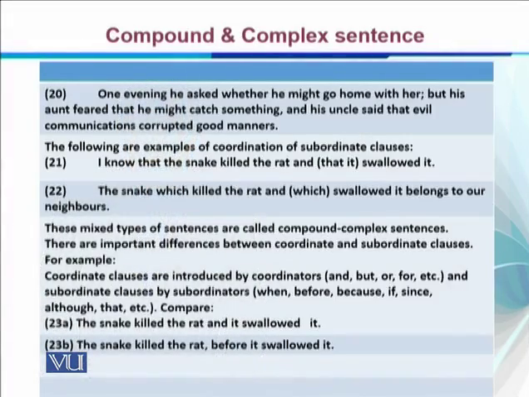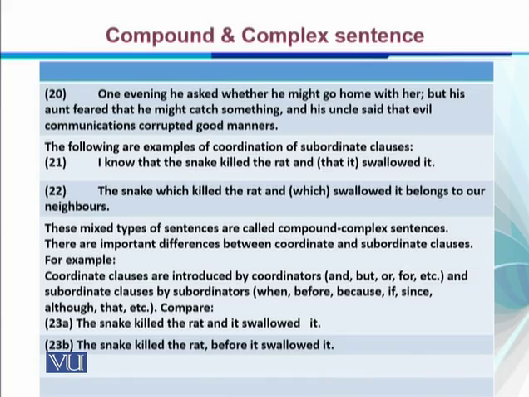So if we look at this, there are many sentences. One evening he asked whether he might go home with her. So in this sentence we have one main clause and one subordinate clause. But his aunt feared that he might catch something. So this is a compound sentence. This becomes a clause joined by a coordinator, that is, but.